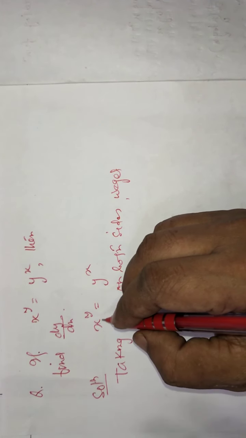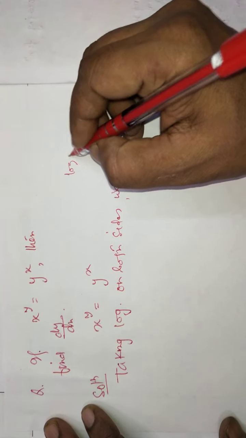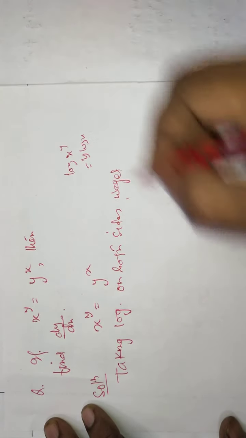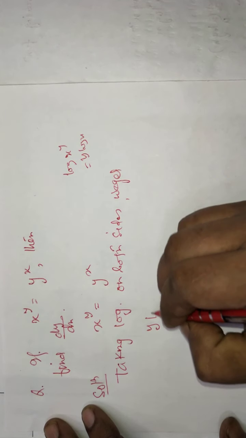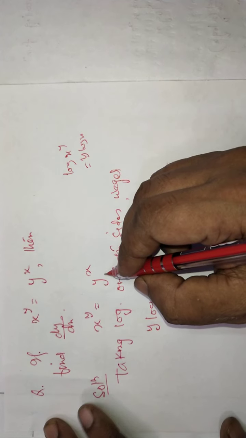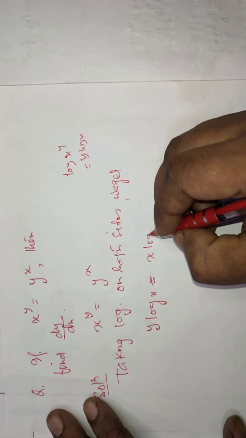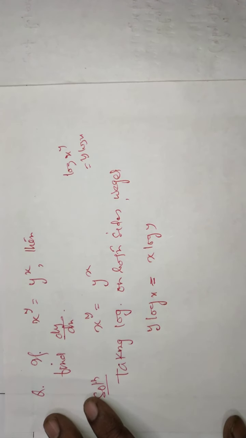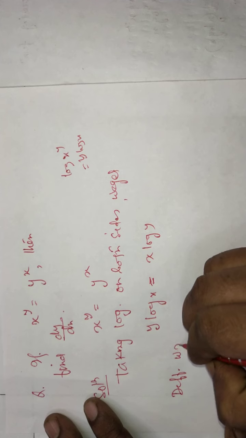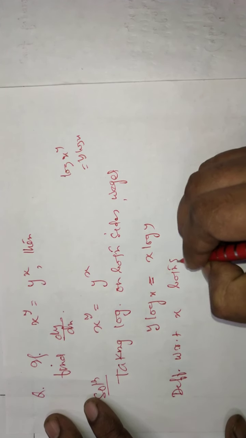If you take log here, what will the left hand side become? Left hand side will be log of x to the power y, and it becomes y log x. So left hand side will be y log x, and if you take logarithm on the right hand side, then it will be x into log y. Now differentiate both sides with respect to x.